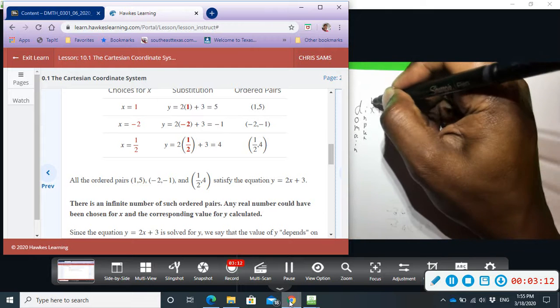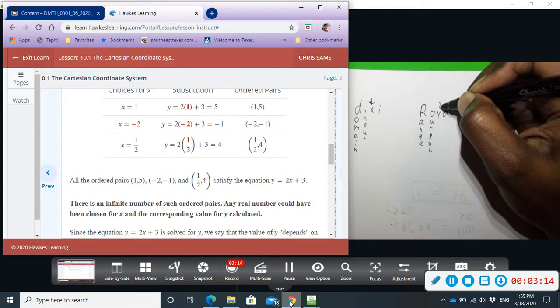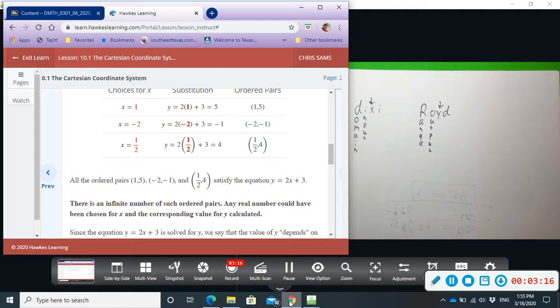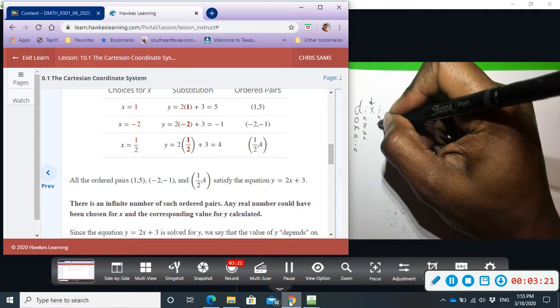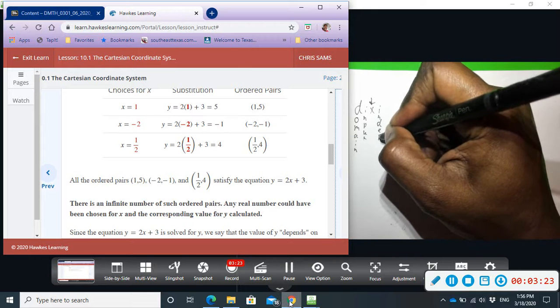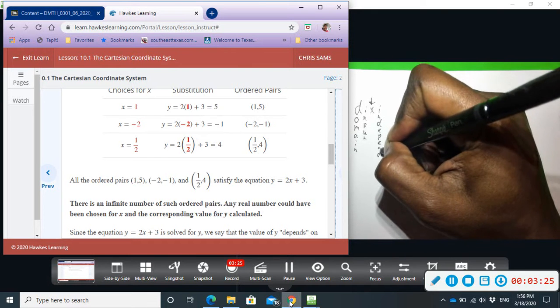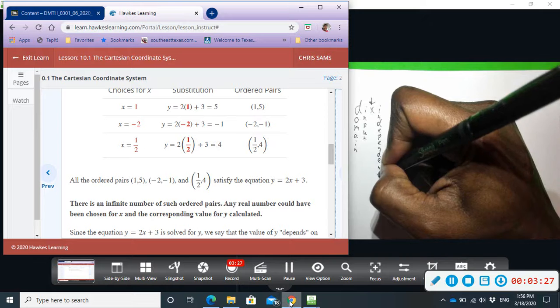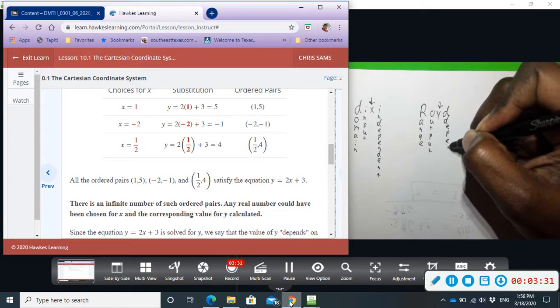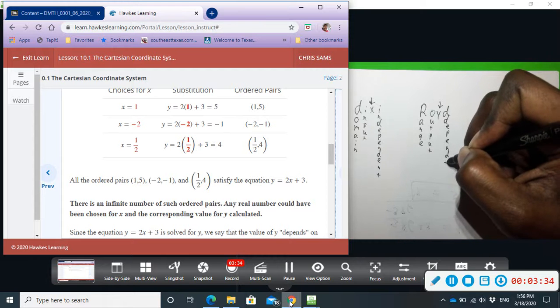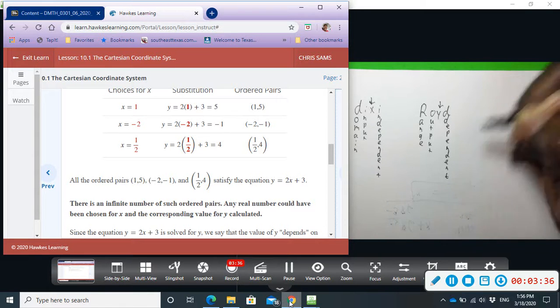X is the variable that we're referring to, and over here Y is the variable that these words are referring to. And then lastly is independent. And dependent.